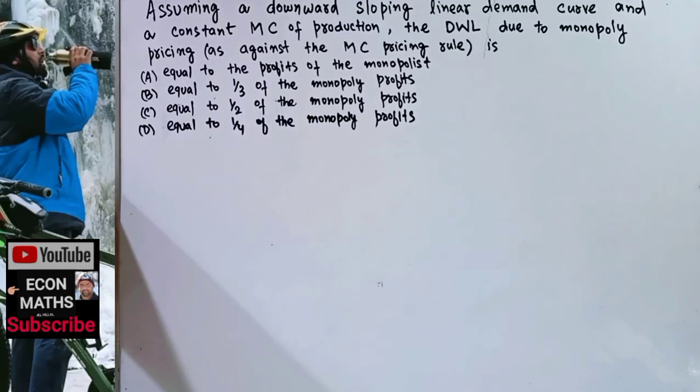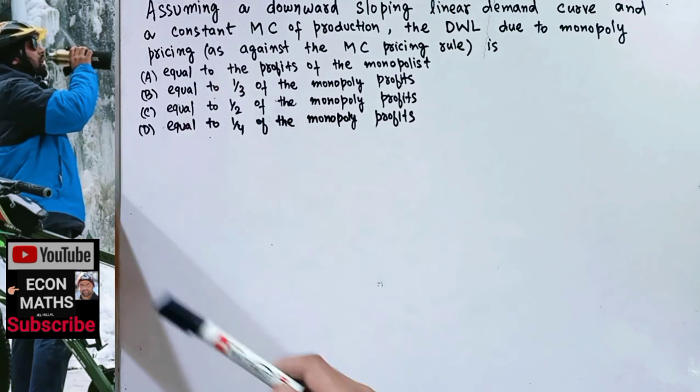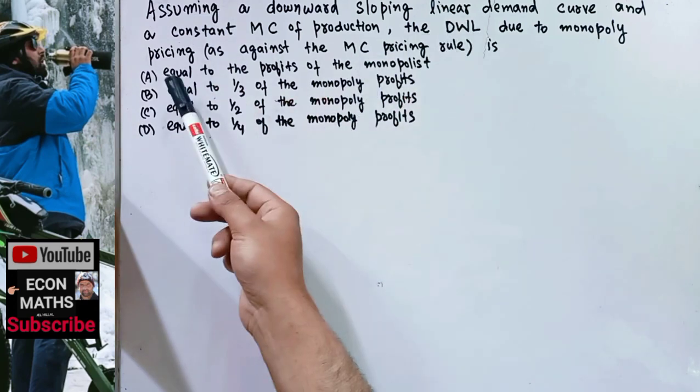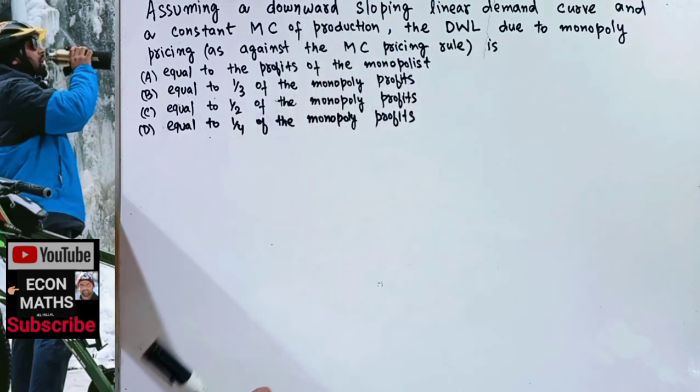In this video, we will learn about the relationship between marginal pricing rule and monopoly pricing in terms of profit and deadweight loss. The question was asked by a brother on WhatsApp. The question is, assuming a downward sloping linear demand curve and a constant marginal cost of production, the deadweight loss due to monopoly pricing against the marginal cost pricing rule is.